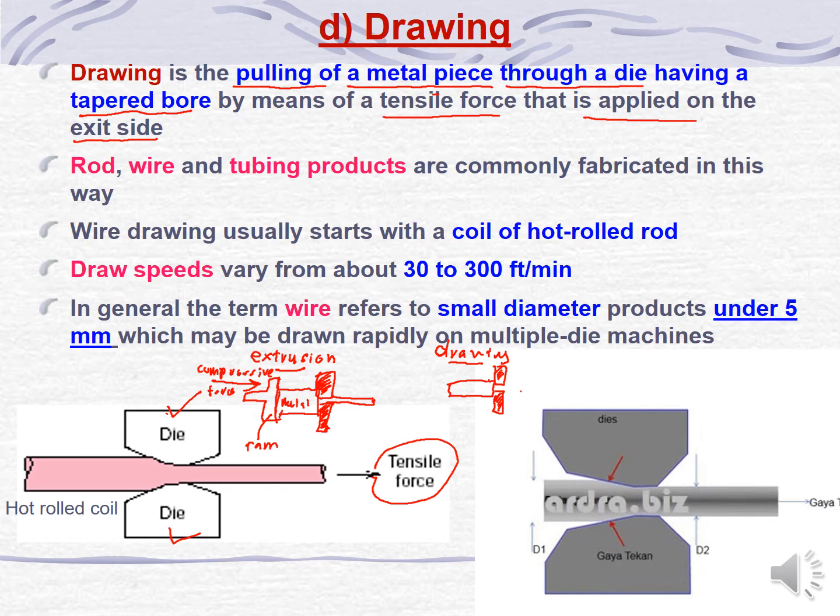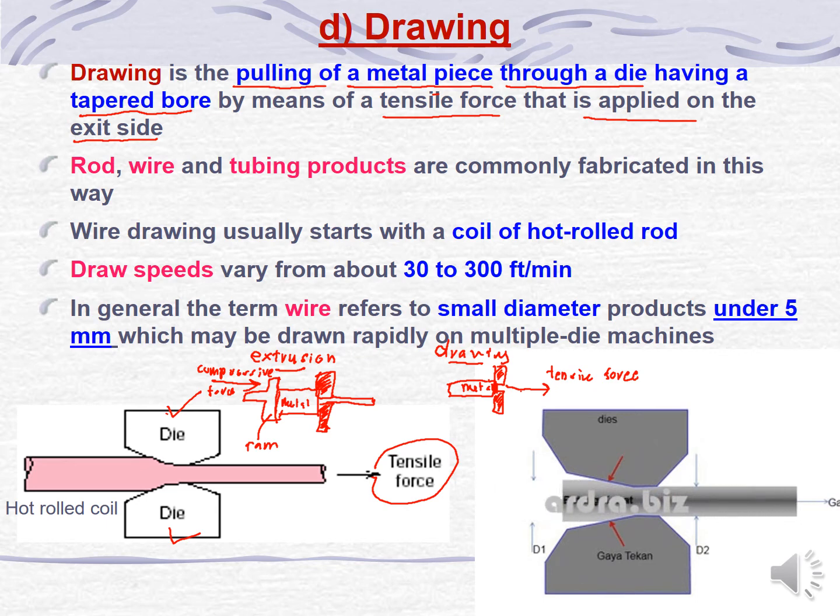For this drawing, the force is applied from this side, from the exit side. The force is tensile force. The force is applied from the front of the metal for drawing, but for extrusion, the force is applied from the back of the metal in order to force the metal to go through the die.